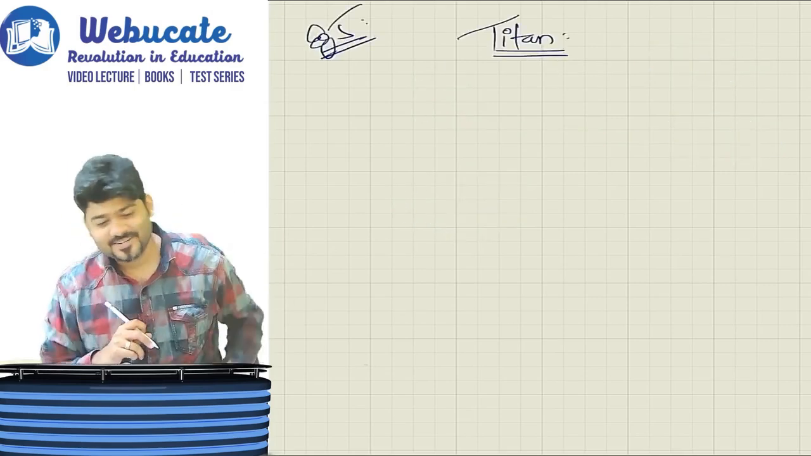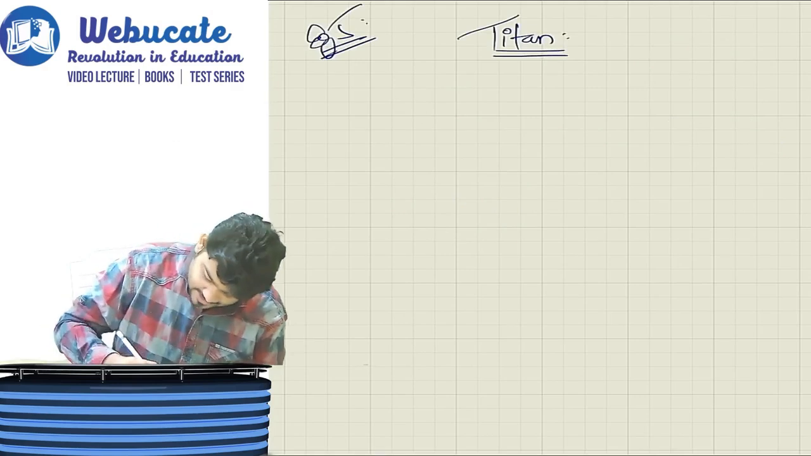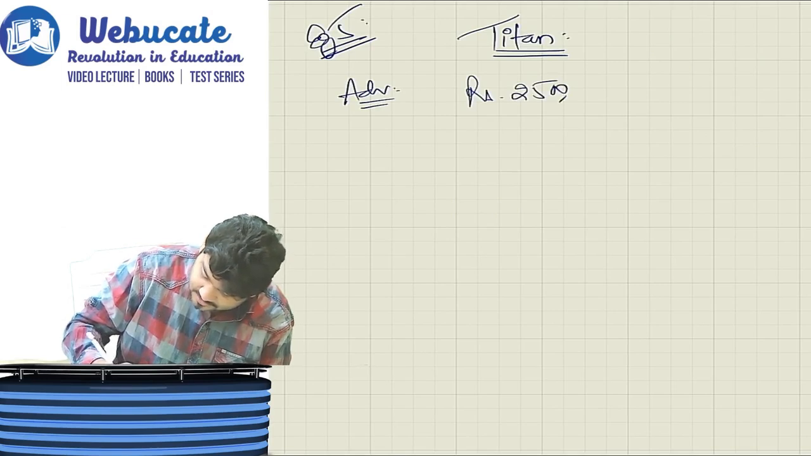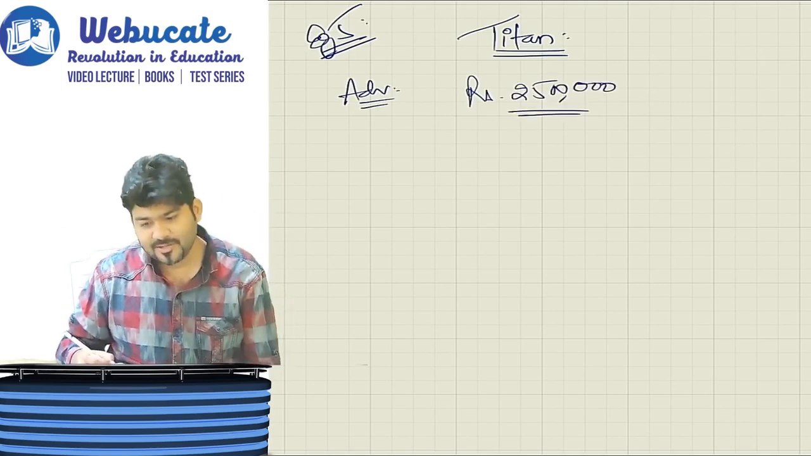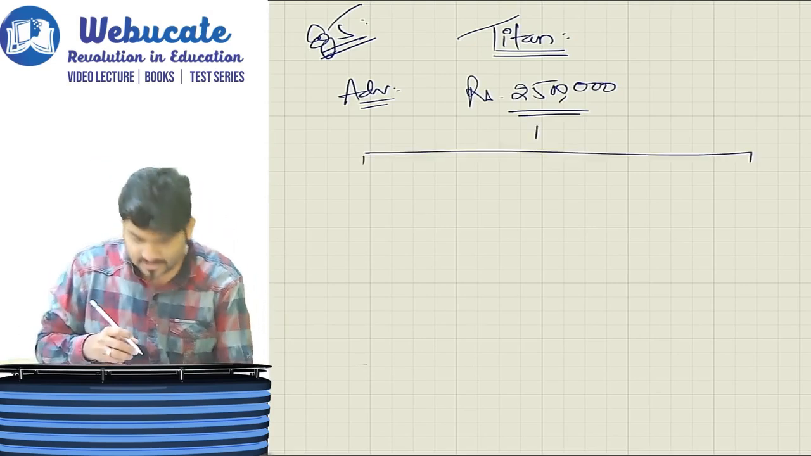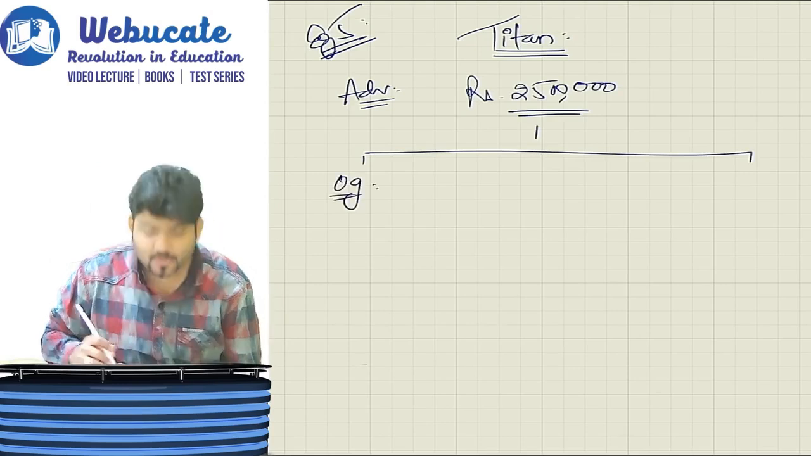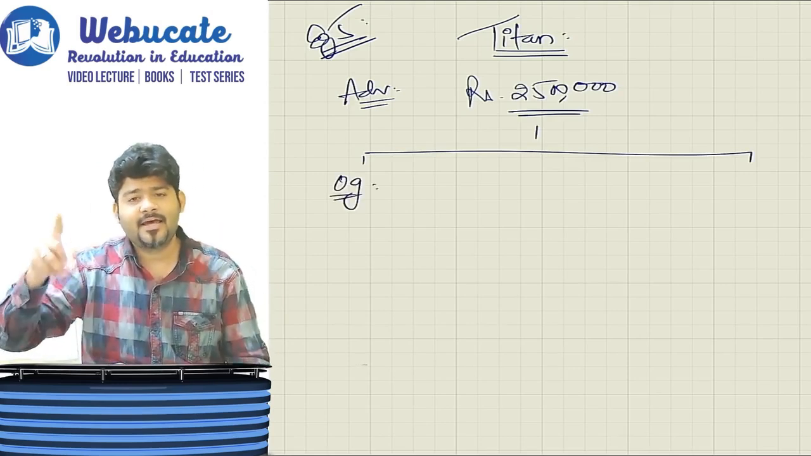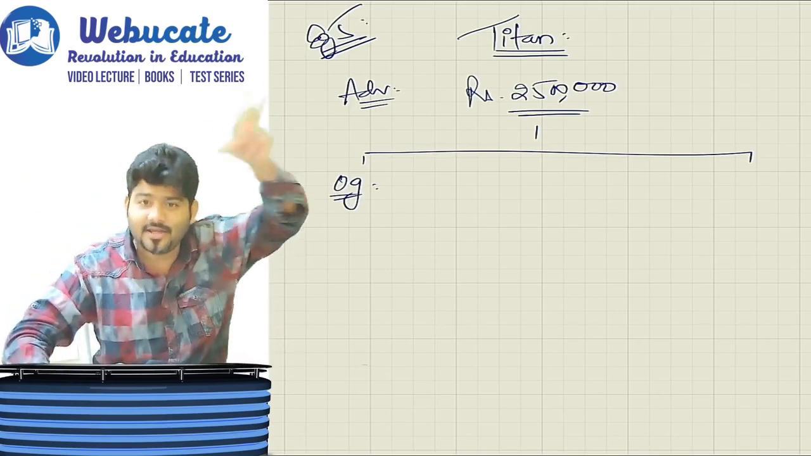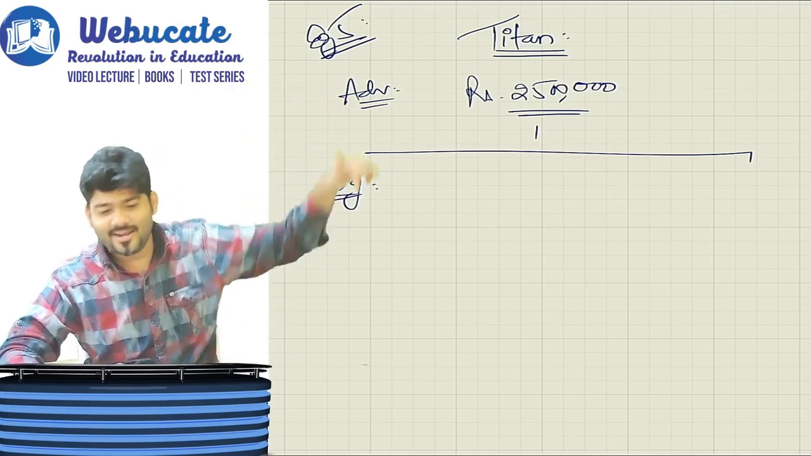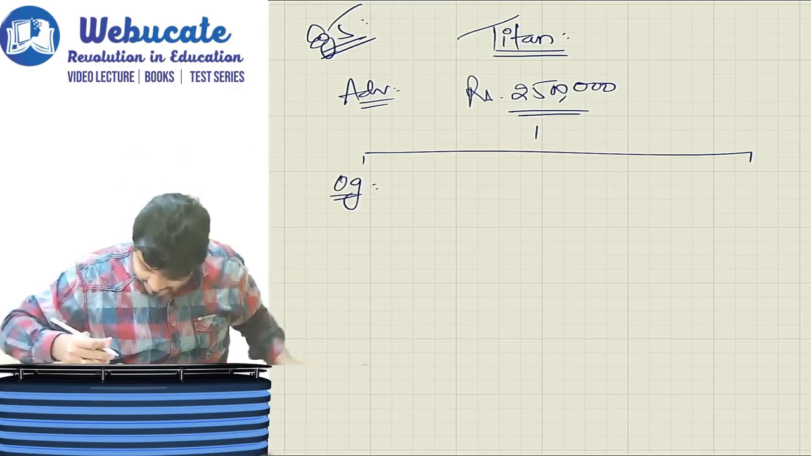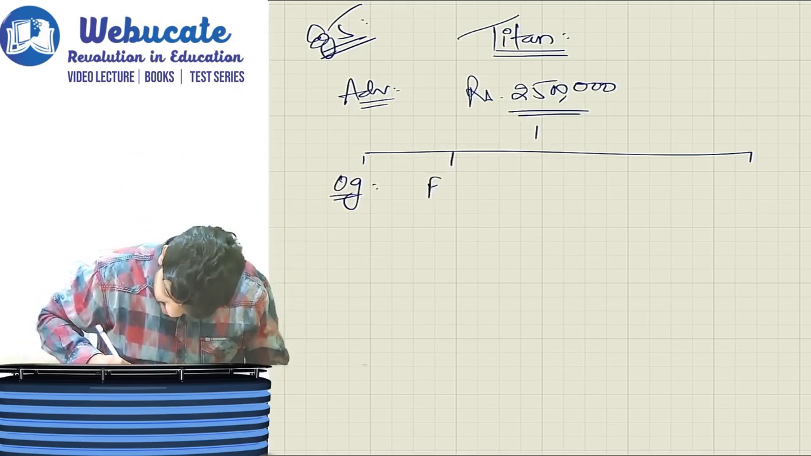That's how it works. So now, what does Titan do? Titan has an advertisement budget. It spends 25 lakh rupees on advertisement, and it has 5 brands. What are the Titan brands? Do you know? One is the original brand, Titan Original. Then there is Fast Track, if you know.